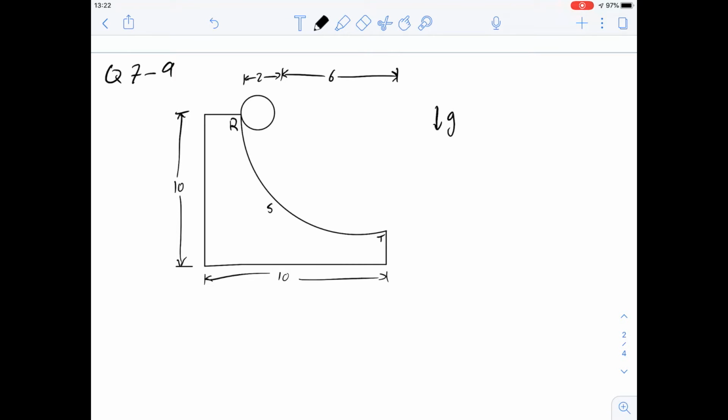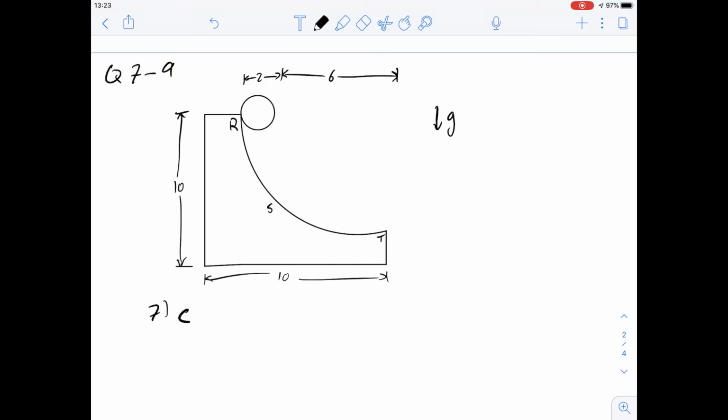So that means the answer for number 7 is going to be C, that it remains constant. And this is just due to the law of conservation of energy. Question 8 says the decrease in gravitational potential energy of the ball as it slides from point R to point T is closest to what?